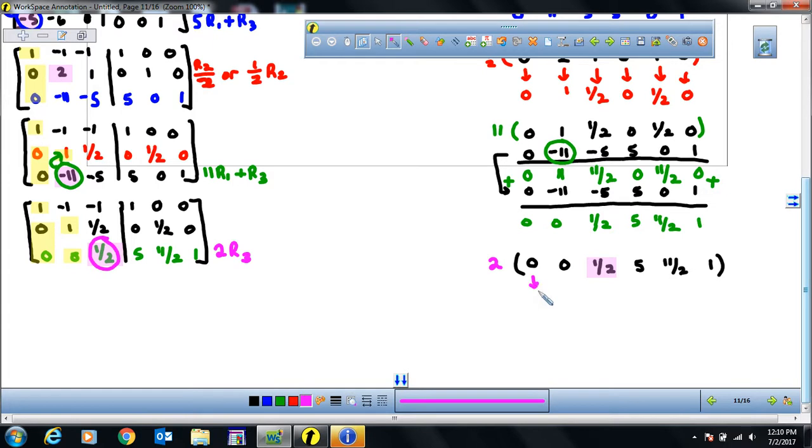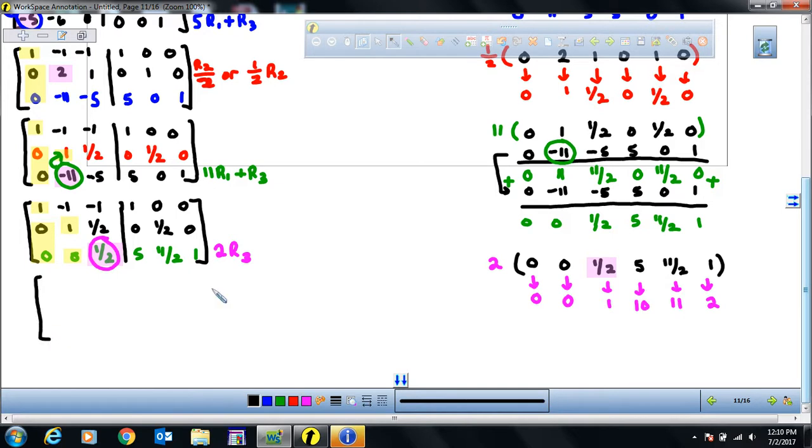So 0 times 2 is going to be 0, 0 times 2 is going to be 0, 1 half times 2 is going to be 1, 5 times 2 is going to be 10, 1 half times 2 is going to be 1, 11 halves times 2 is going to be 11, and 1 times 2 is going to be 2. So that's what we're going to get on the last row. So my last row becomes 0, 0, 1, 10, 11, and 2. Then I'm going to copy down the middle row and the top row.